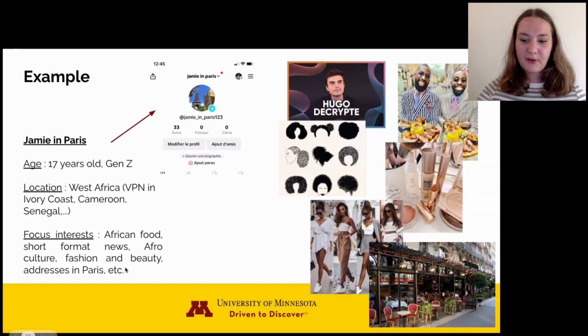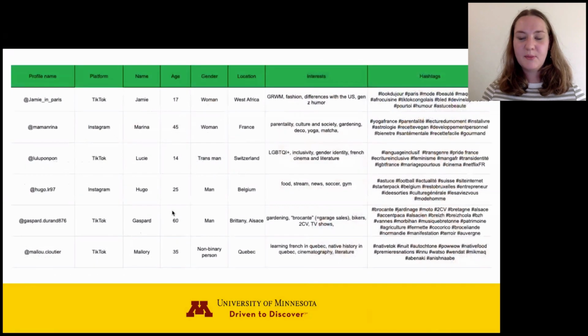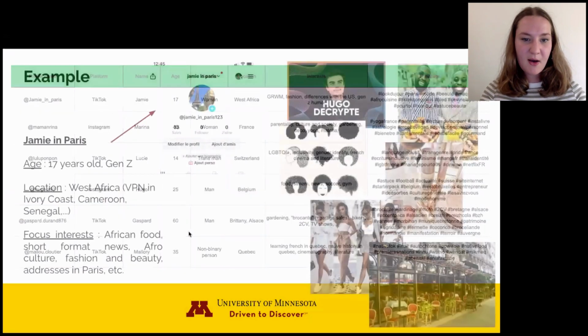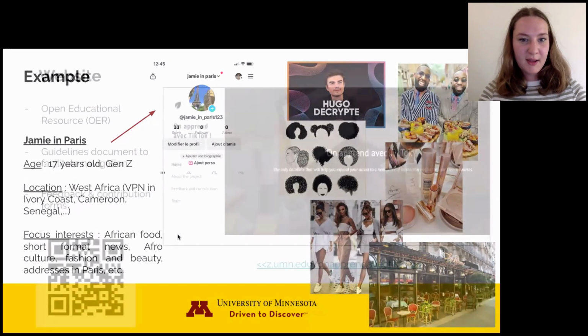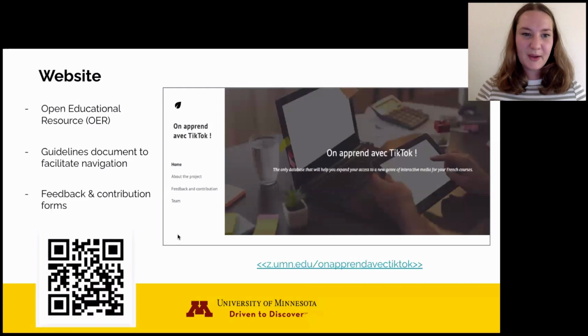And with all of the profiles that we created, we were able to gather over 300 videos from TikTok and Instagram. Now that we gave you an introduction of the methods and the profiles that we created, I'm going to show you the OER that we created.